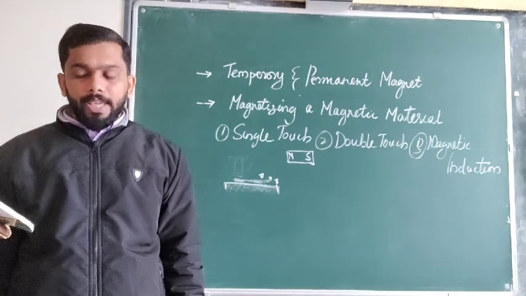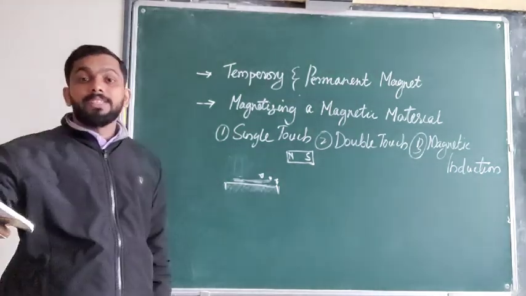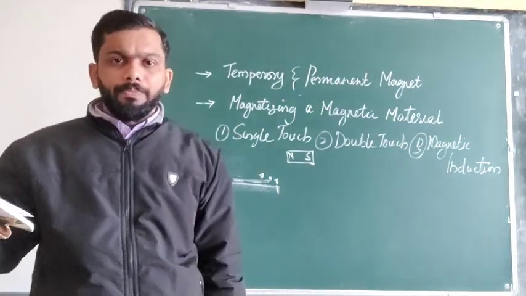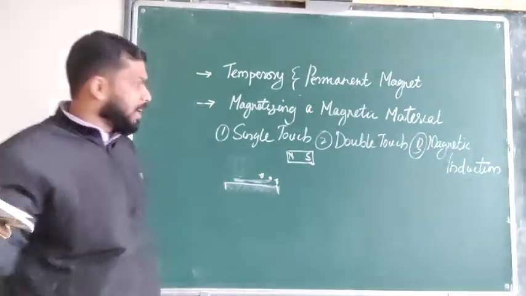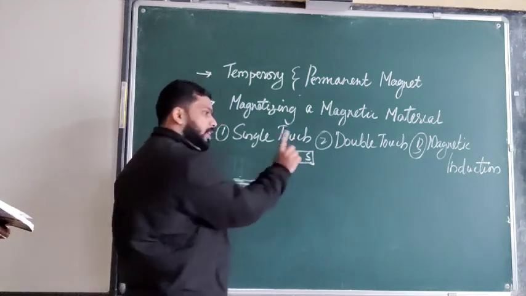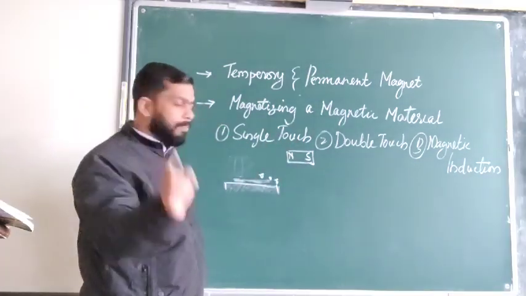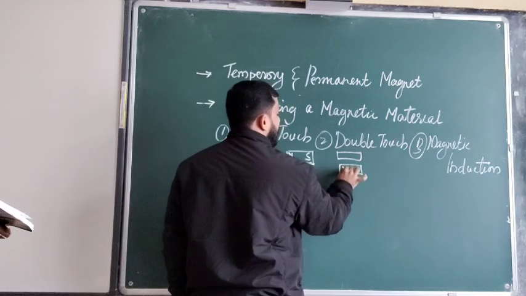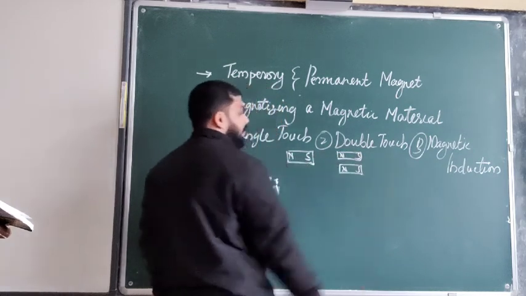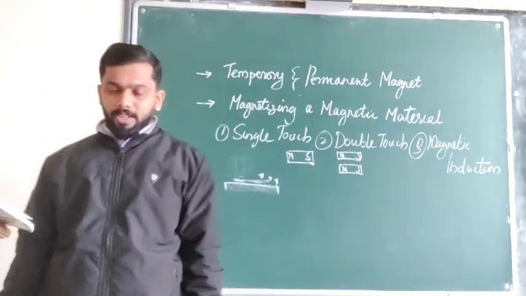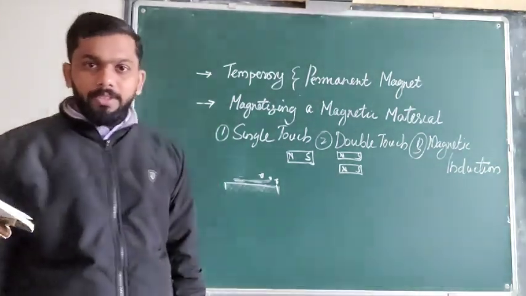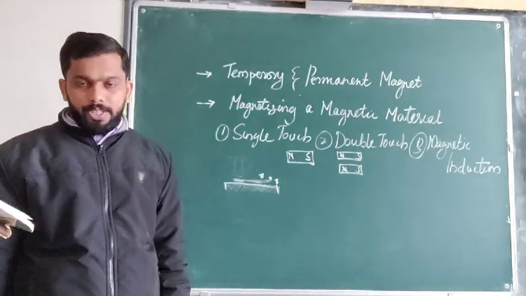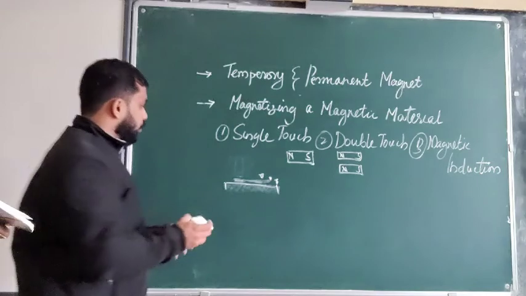Clear now? Okay. Next is the double touch method. In the single touch method we have only one external bar magnet. In the double touch method, we are going to use two external bar magnets. That's why we call it the double touch method. We are going to touch the needle with two magnets. So here what are we going to do?